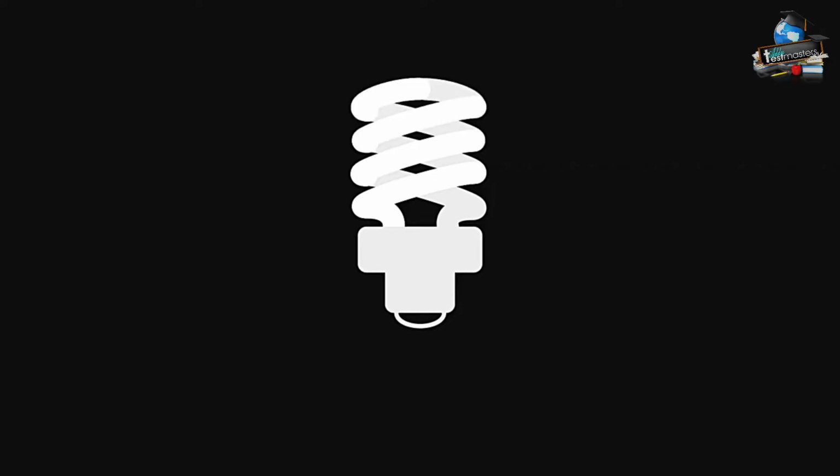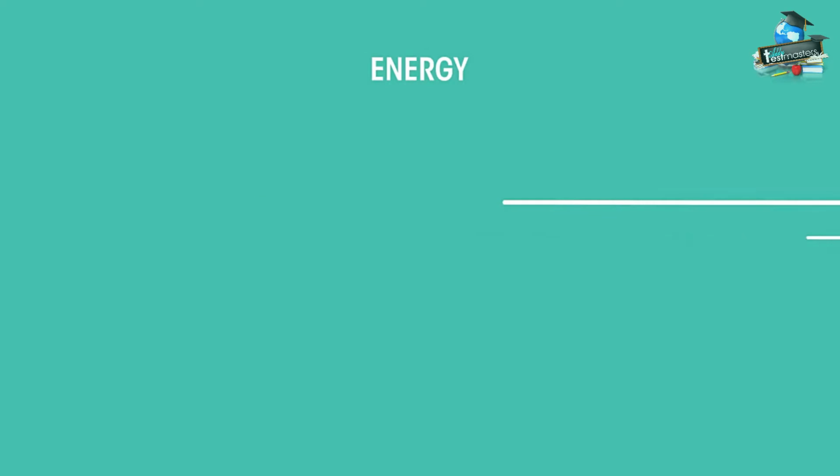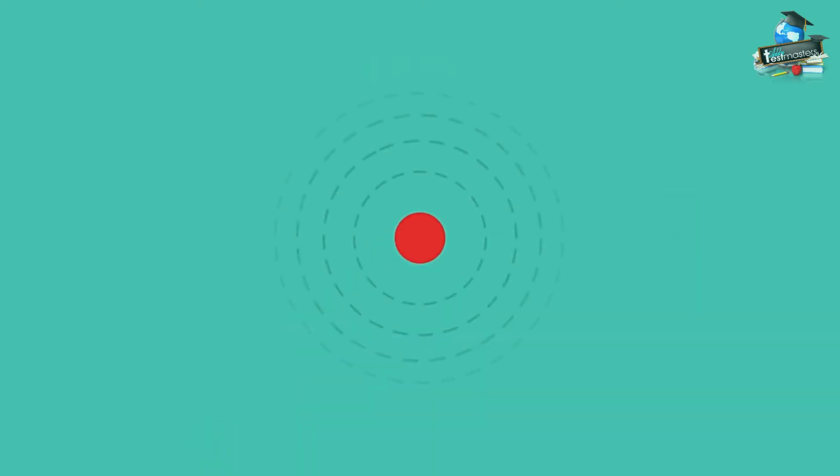Have you ever noticed that low-energy fluorescent light bulbs are white? Maybe you just wondered what fluorescent means. We need to look at energy and atomic structure to explain this.